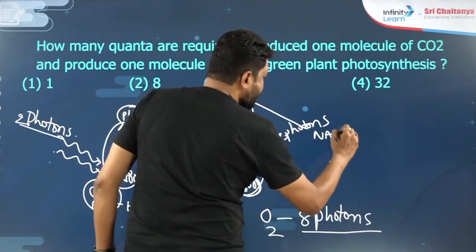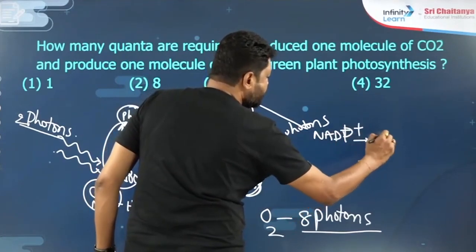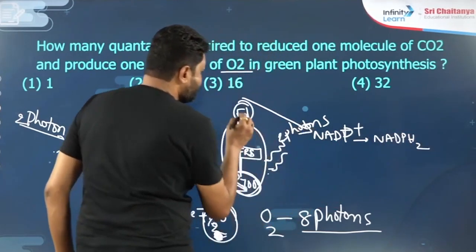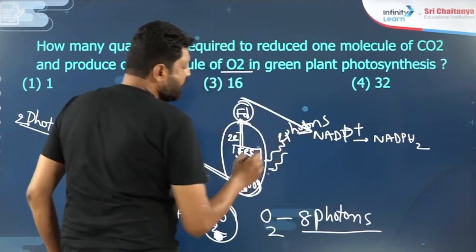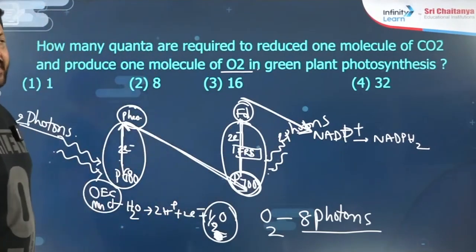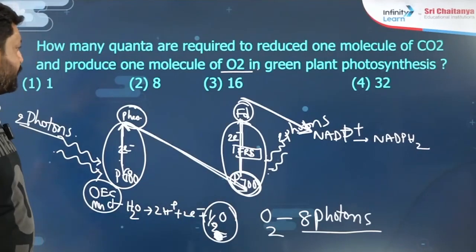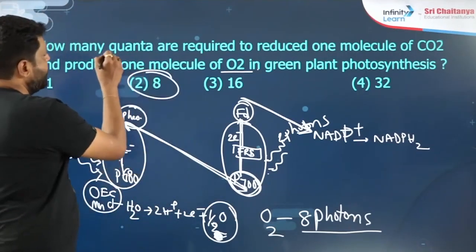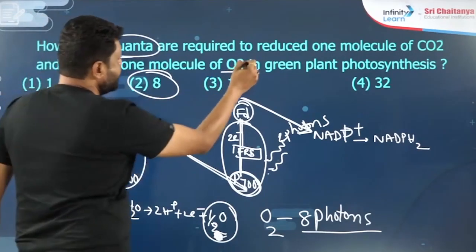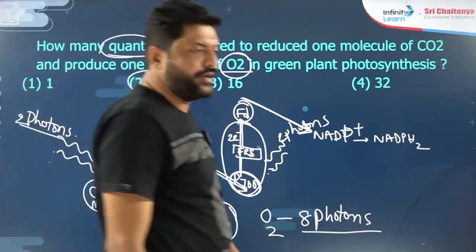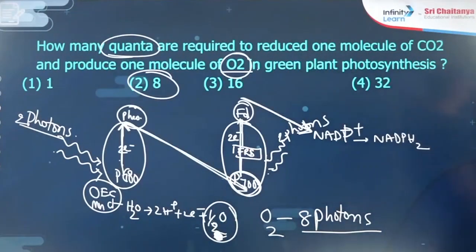NADP plus is converted into NADPH2. From the primary reaction center to the primary electron and proton acceptor NADP plus, that is downhill. Anyhow, this question is clear. How many quanta or photons of light are required for liberation of 1 oxygen molecule? That is 8 photons of light.